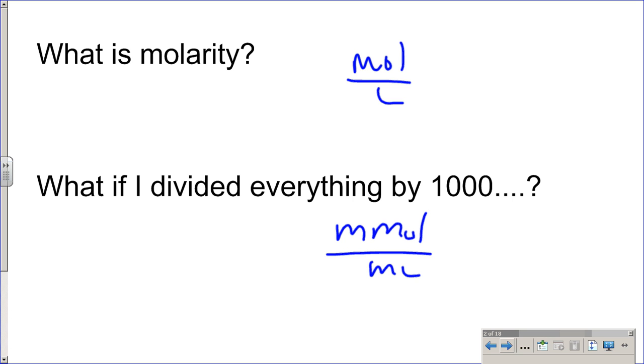So I'm going to use those a little bit today. They're exactly the same thing as moles over liters, because what happens if I cancel out the millis here and millis here?